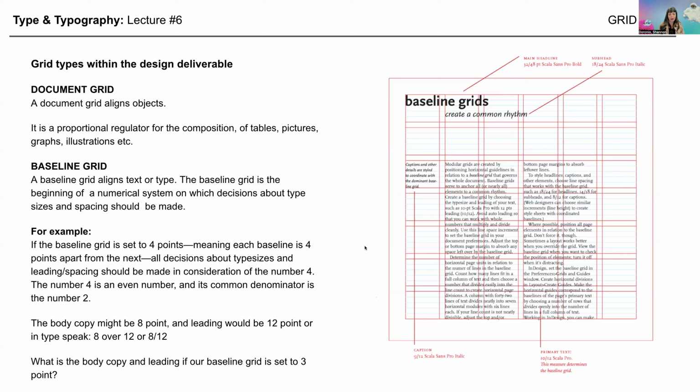So I want you to think about if the baseline grid, this is my favorite setting, was set to 3, which means every blue line shows up every 3 points of measure. What would you set for your body copy? What type size is legible and divisible by 3? And then what would your leading be? So what number is also divisible by 3? Bumps up, right? So 9/12 would be a good body copy typesetting.